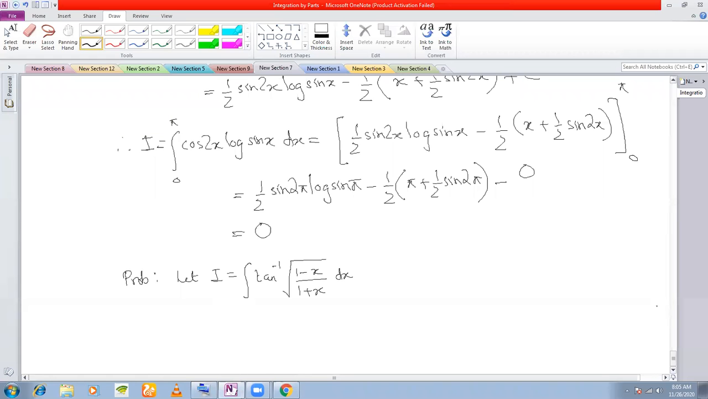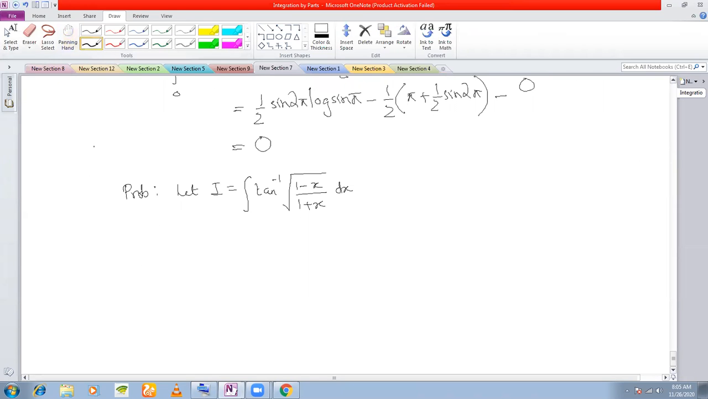If you see in this problem, tan inverse root of (1 minus x) by (1 plus x), can you see any substitution that can be done in this problem? Remember this formula: (1 minus cos 2 theta) by (1 plus cos 2 theta) is equal to tan square theta. So you have to substitute here, because this under root, 1 minus x by 1 plus x, looks like 1 minus cos 2 theta by 1 plus cos 2 theta.